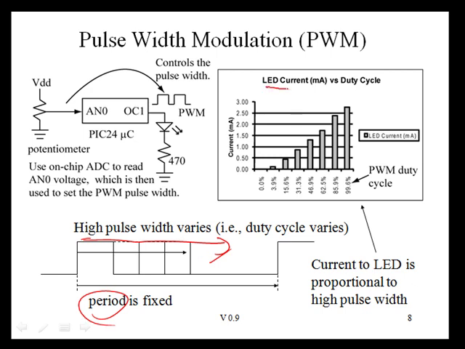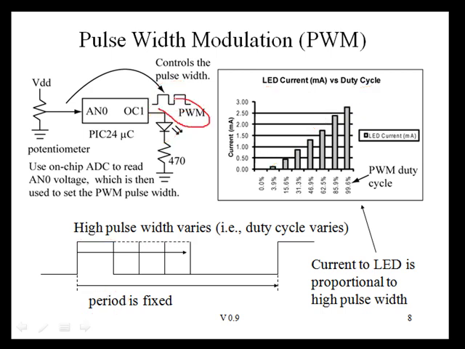This graph plots LED current versus the duty cycle. Notice that this is a linear relationship. This is nice. This means that via a PWM signal, we can linearly control the brightness of this LED, and actually this linear relationship works for many other devices as well.